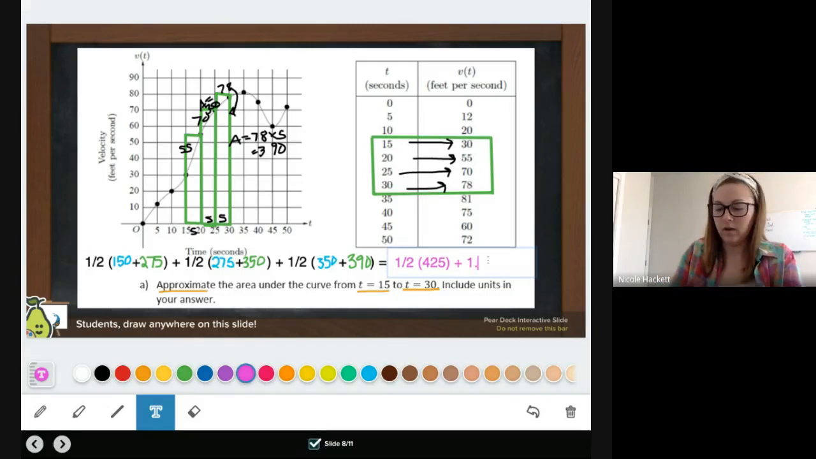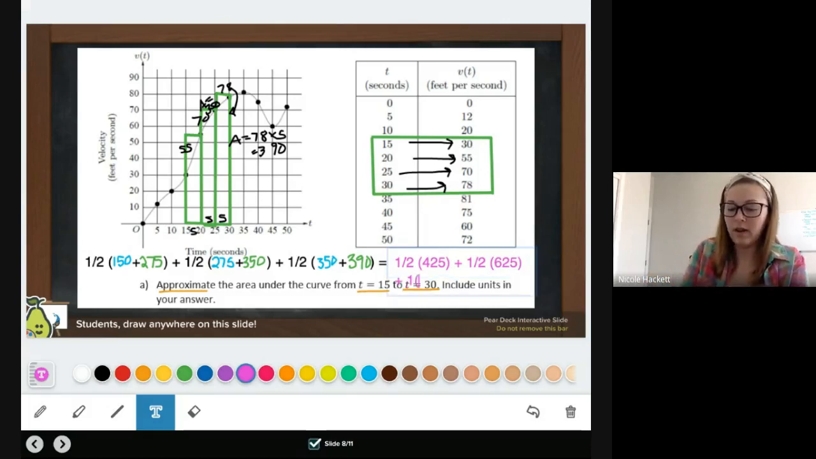There we go. 1/2. We want to find 1/2 of this next sum. So we add 275 and 350 together. We get 625. Plus, we want to find 1/2 of our next one. So we add 350 and 390, we get 740.